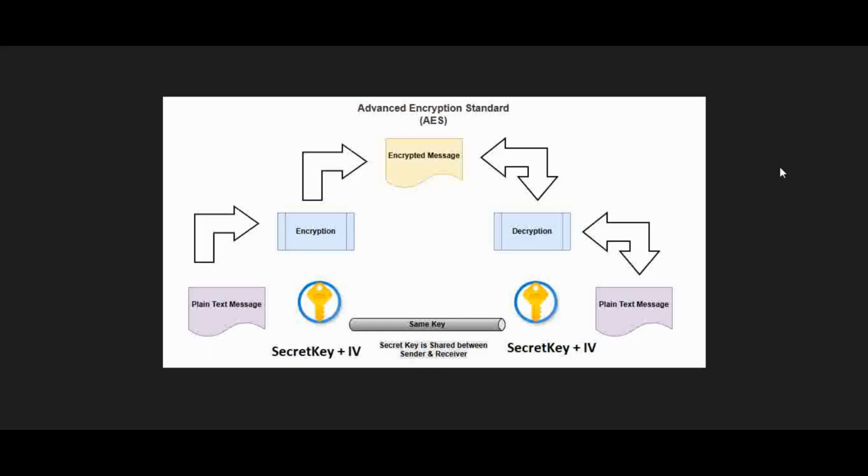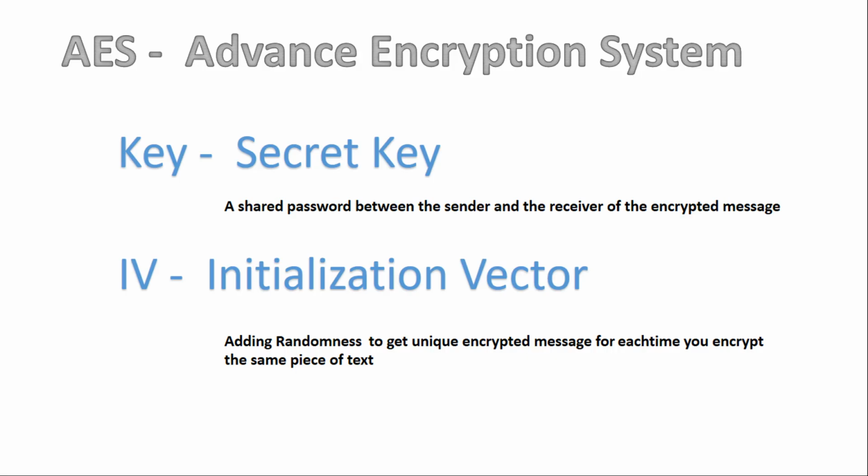Okay. Before going to the Groovy script, we have to see two important parameters in this encryption method. One is called the secret key, and the other one is called the IV, right?